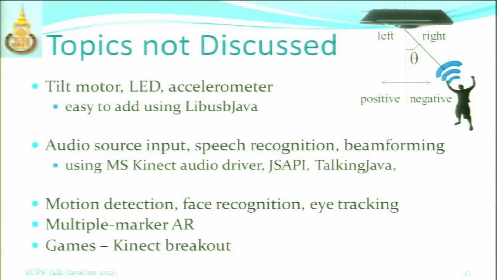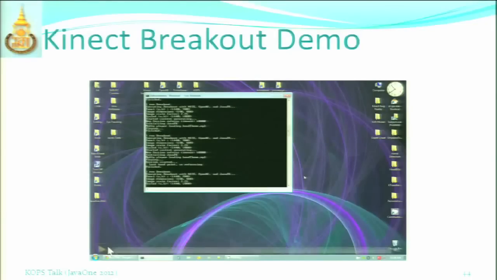The microphones are on either side of the Kinect, so you can do things like beamforming, which is basically using the microphones to detect the rough position of the user based on the noise they're making. You can also use the microphones as input to Java libraries, such as speech recognition. Also, I didn't talk about games, which is my particular example. I did a Kinect version of Breakout. I think I've got time to show that. Quickly show that one.